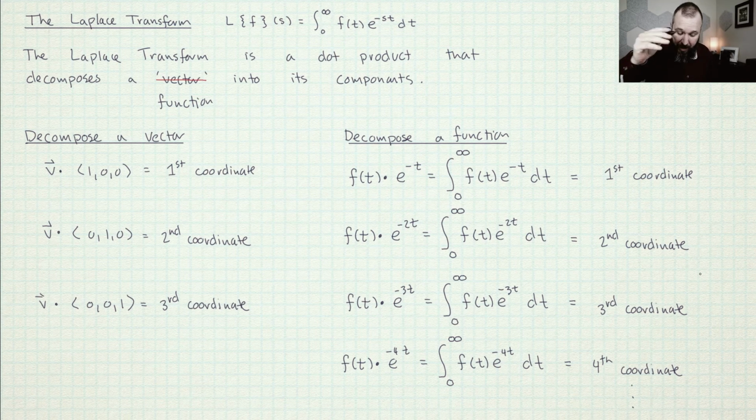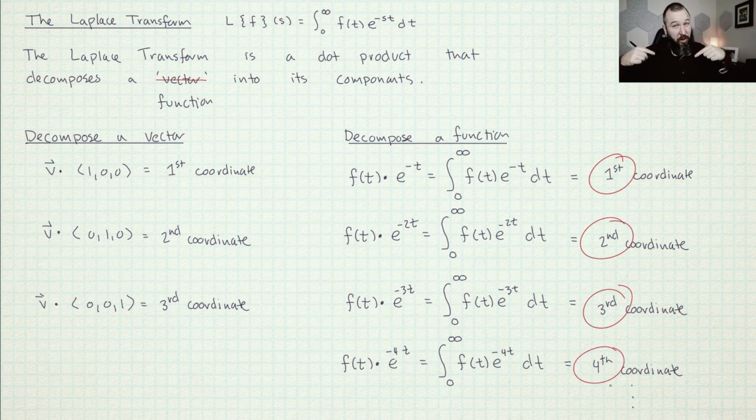But f of t has a bunch of different coordinates. For each value of t, you get a different coordinate of the vector. So you can have a first coordinate, or a second coordinate, or a third coordinate, or a fourth coordinate, and it just goes on and on. In fact, one thing that's really interesting about this is it doesn't just have to be whole number coordinates now, right? In fact, here I can squeeze in a 1/2 coordinate in between. I could just do f of t dot product with e to the negative 1/2 t, and that will tell me the 1/2 version of these coordinates.